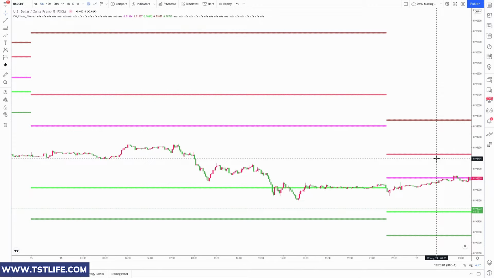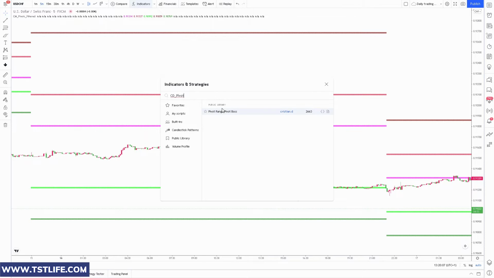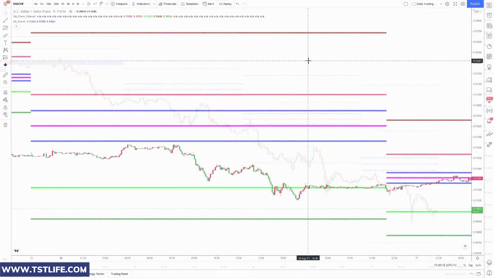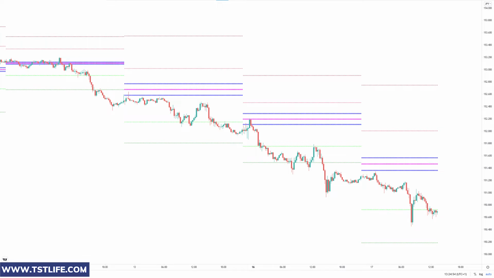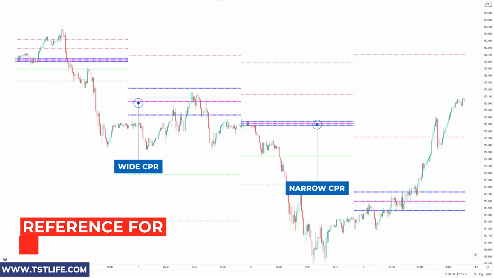Now, we need to add the CPR levels to our chart. Again, hit on Indicators and look for CD Pivot Range by Christian D. Once done, we will get the CPR central pivot point, the top and the bottom central levels, together with the two resistance and support zones. We can notice that the CPR range can be narrow or wide, depending on the distance between the top and the bottom lines. Always remember that CPR values act as the reference for tomorrow's trading.